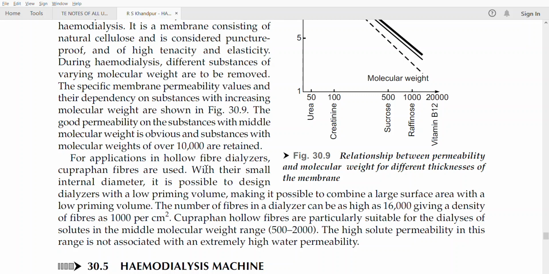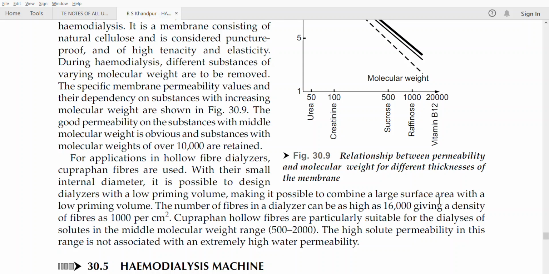For example, for the application in hollow fiber dialysis, Cuprophan fibers are used with their small internal diameter. It's possible to design a dialyzer with a low priming volume. What is the priming volume? We'll see in the following videos. This priming volume is the amount of blood in the dialyzer. It should be very low, making it possible to combine a large surface area with a low priming volume. So dialysis membranes and the dialysis unit should always have a low priming volume.